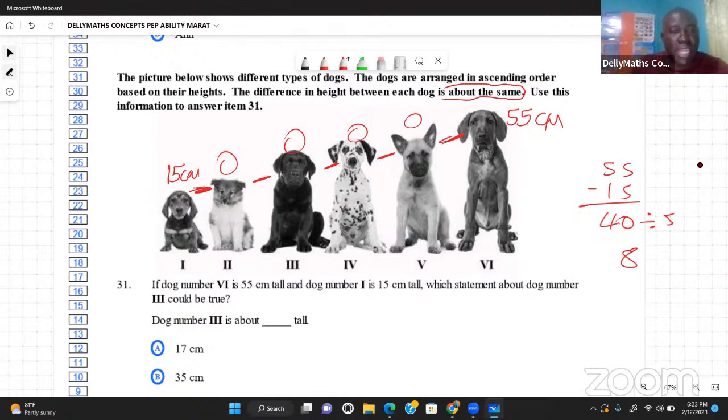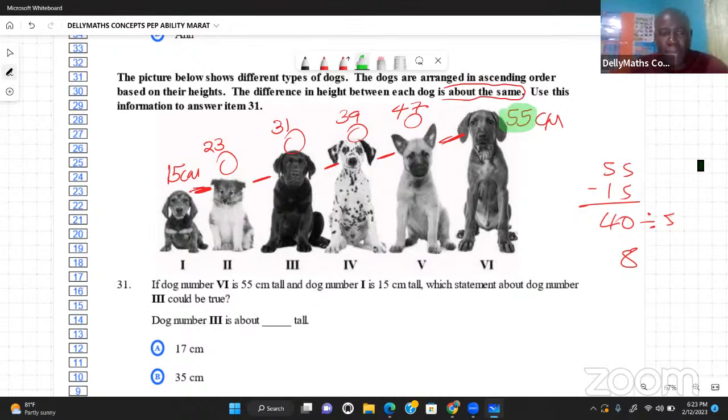Which means that the next one would be 23. And 23 plus 8 is about 31. 31 plus 8 is about 39. 39 plus 8 is about 47. And 47 plus 8 will have given us the 55. So we are spot on right there.